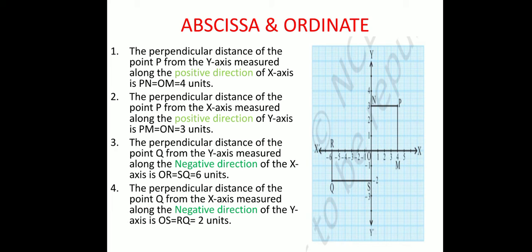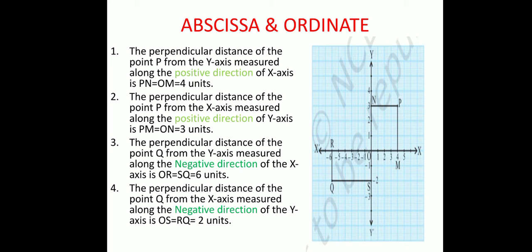OS equals unit, and OS equals RQ, so RQ is also equal to 2 units. So we can write OS equals RQ, RQ equals 2 units. Now using this distance, how can we describe the point so that there is no confusion? So we write the coordinates of a point using the following convention.